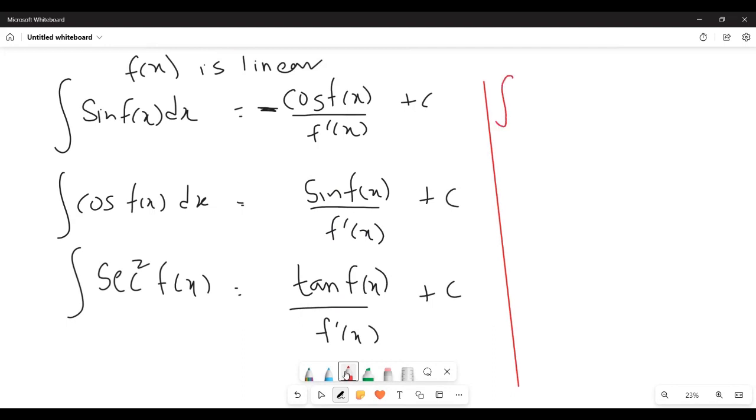Integrate sin 2x. It's a linear case. Integration of sin 2x will be minus cos 2x upon the derivative of 2x, which is 2, plus c.